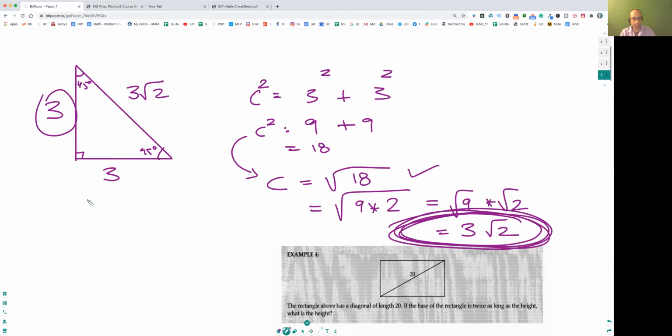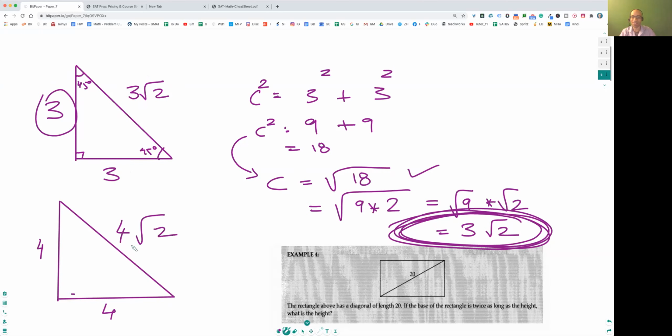No matter what this number is, let's say this is 4, I don't care. The answer is just 4 with a square root of 2. That's the shortcut. You have 4, 4, and this is 4 square root of 2. That's how easy it is. Also, if you are given 8 square root of 2, you can immediately deduce this is 8 and 8.